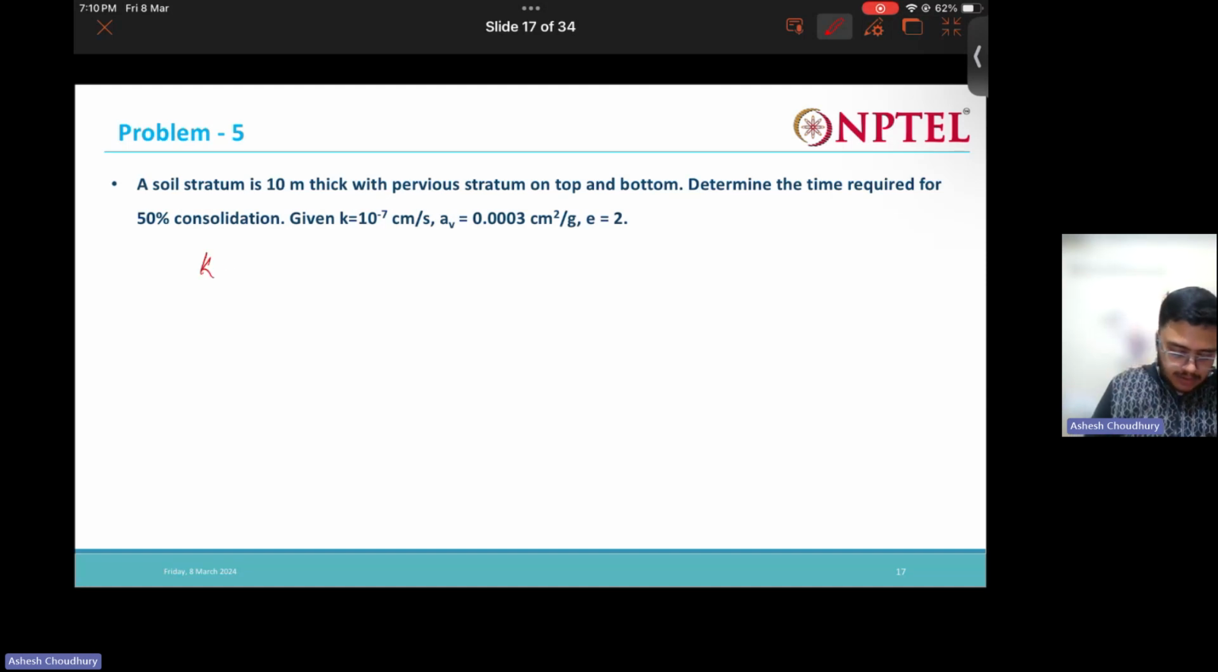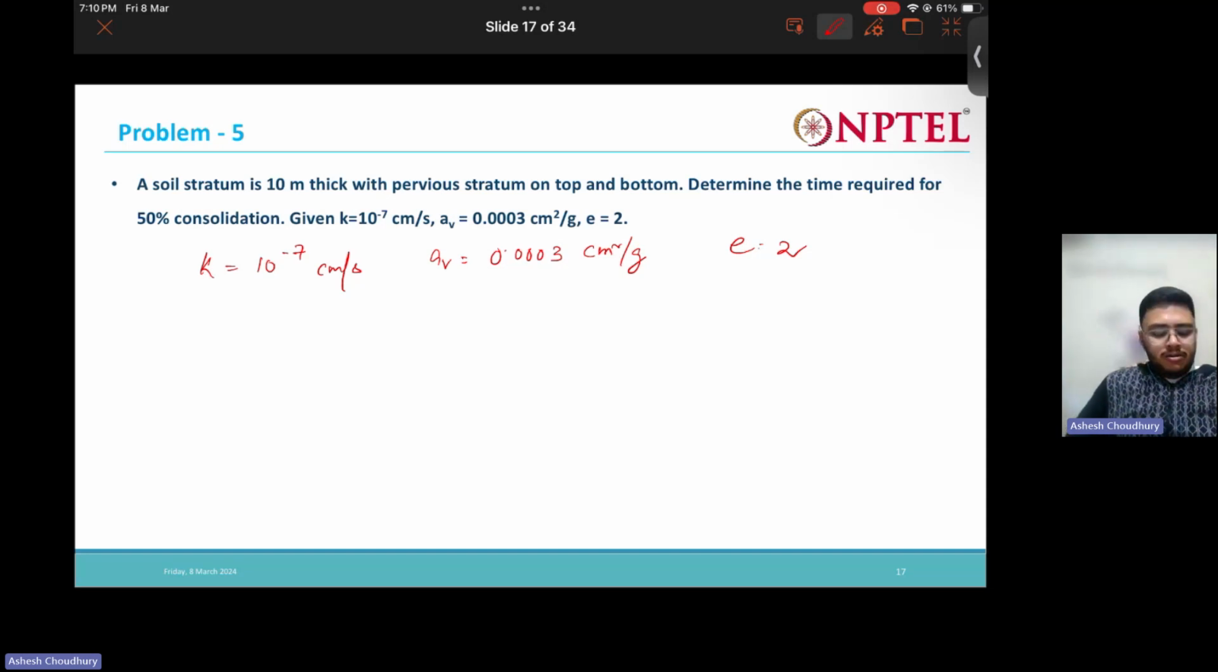So K is given, a_v is given, and e is given. Okay, find out the necessary values. The first necessary thing that you need to calculate is the coefficient of consolidation. So find out the coefficient of consolidation. Recall the relation and try to find out the coefficient of consolidation. Find that out, please.